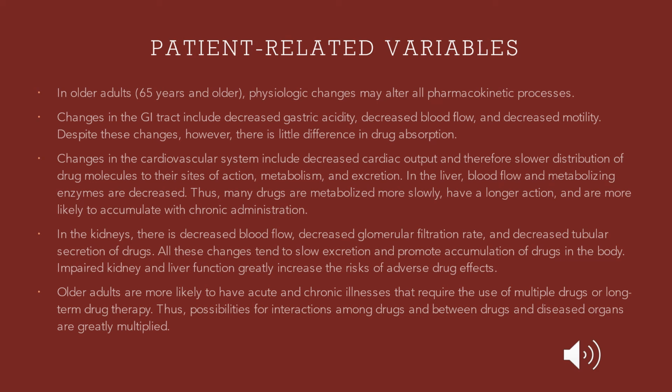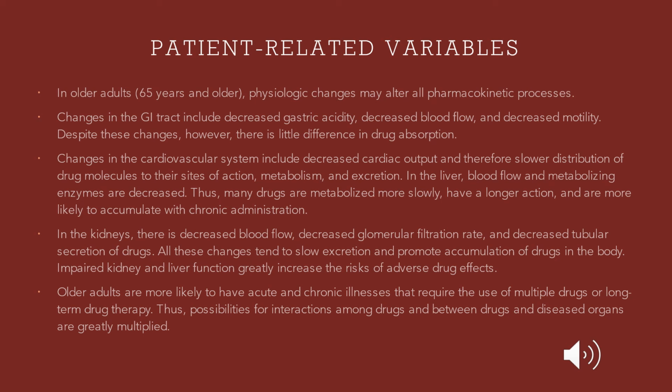Changes in the GI tract include decreased gastric acidity, decreased blood flow, and decreased motility. Despite these changes, however, there is little difference in drug absorption. Changes in the cardiovascular system include decreased cardiac output and therefore slower distribution of drug molecules to their sites of action, metabolism, and excretion. In the liver, blood flow and metabolizing enzymes are decreased.